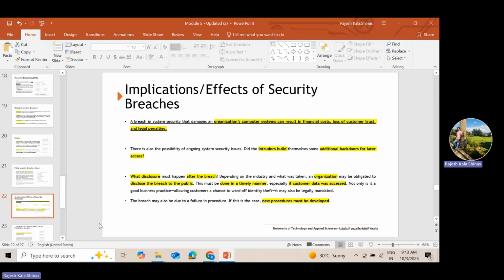Then you should disclose all the information about the attack. When someone attacks your network or the company and takes all the customer data, this should not be kept secret. This information should be disclosed to everyone so that the customers also get alerted. Whenever an organization suffers a security attack, they should be able to disclose the breach to the public.